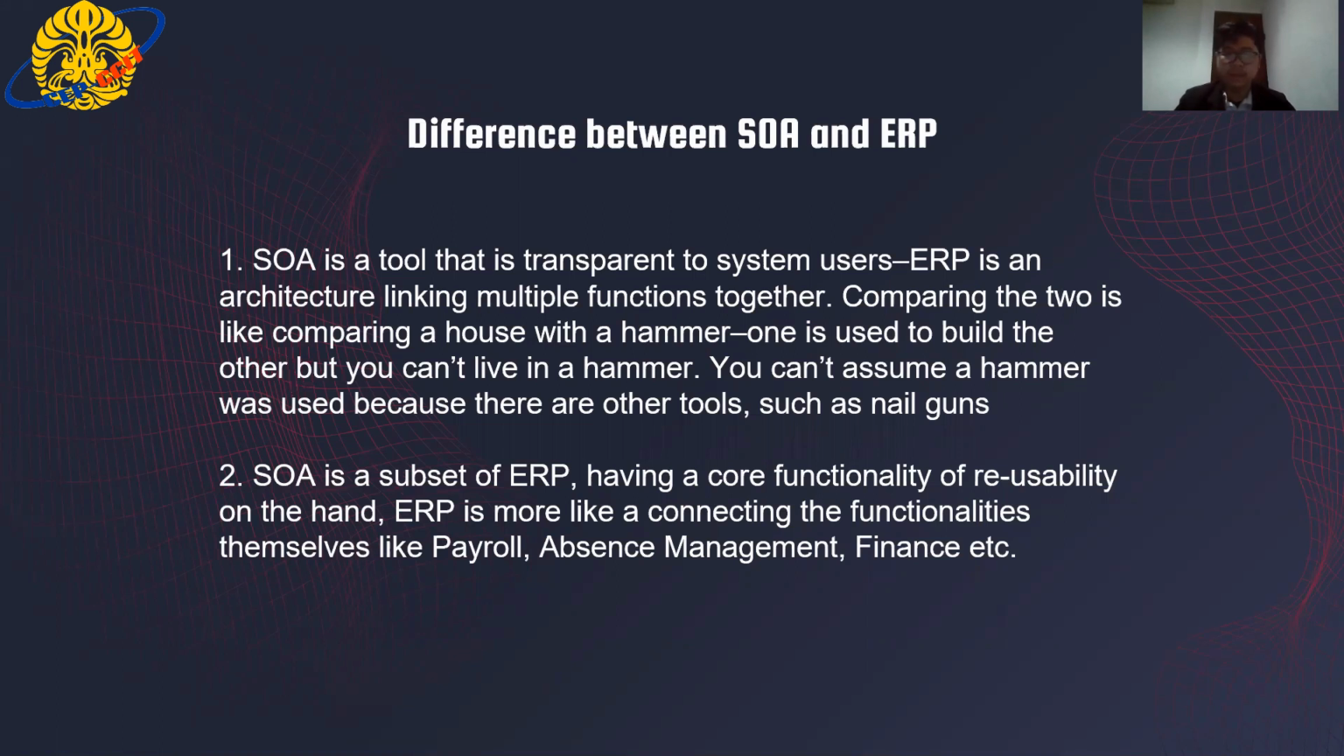One is used to build the other, but you can't live in a hammer. You can't assume a hammer was used because there are other tools such as nail guns. SOA is a subset of ERP, having a core functionality of reusability. On the other hand, ERP is more like connecting the functionalities themselves, like payroll, absence management, finance, etc.